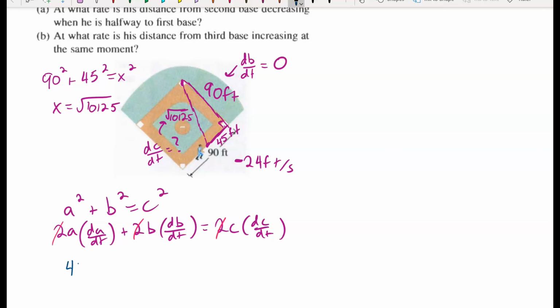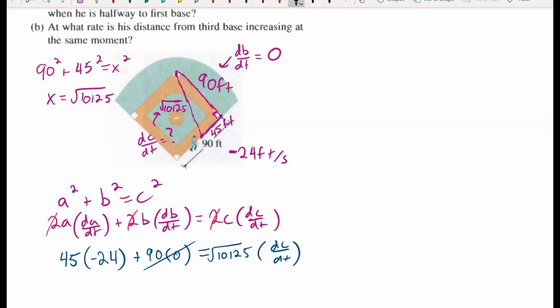One of my legs is 45. That's how far away I am from first base. dA dt, in this case, is, what did I write? Negative 24. My other leg is 90, but the rate of change of that side is 0, so that's going to go away. My hypotenuse is radical 10125, and that rate of change is what I'm looking for.